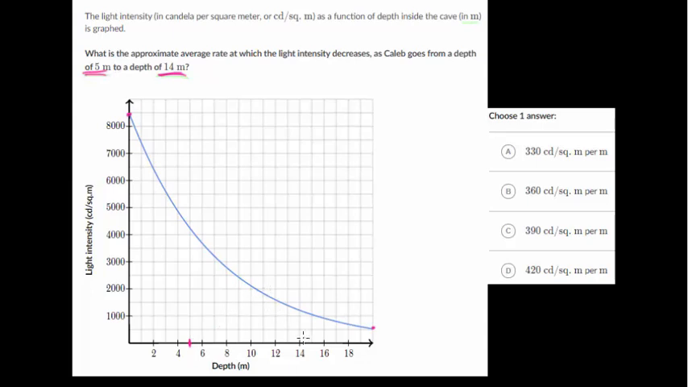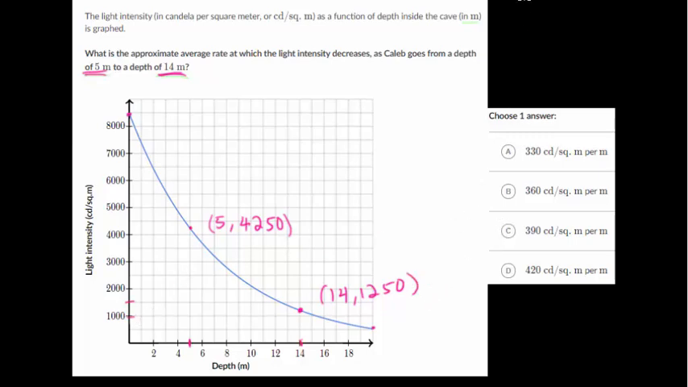So here is 5, here is 14. We'll go up to the curve for each of these. And for this, you might have to do a bit of a rough approximation. Like this looks like halfway between these tick marks. So maybe at a depth of 5, we're at, let's say, 4250. And this will be an approximation. So we don't have to be too exact, but you want to get as close as you can. And at 14, it looks like maybe this is 1250, since again, it's pretty much between 1500 and 1000.